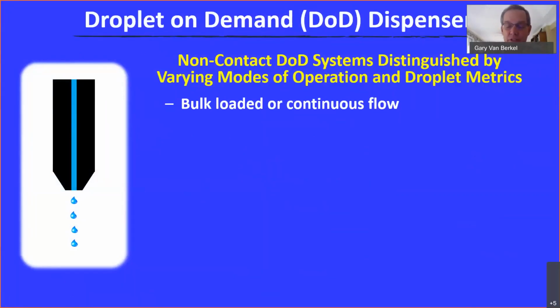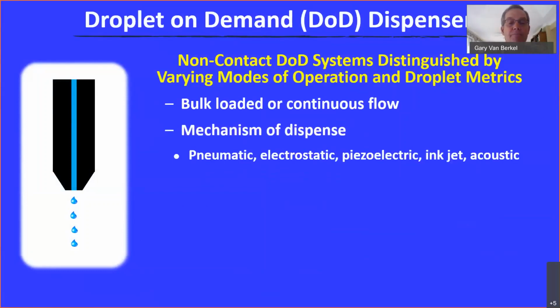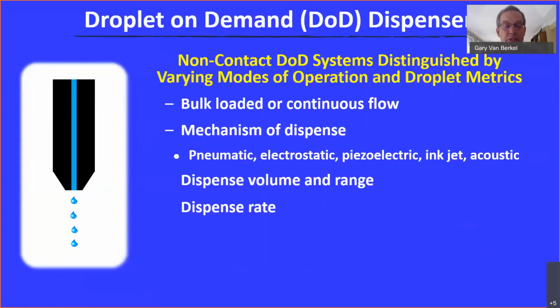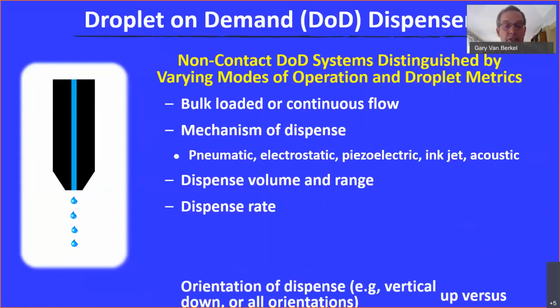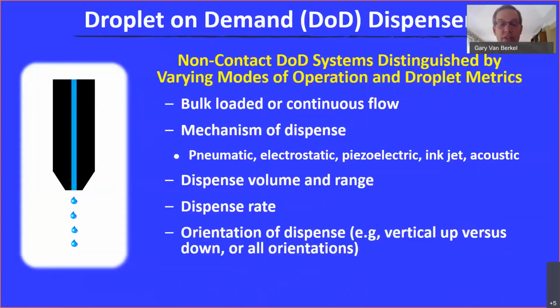Bulk loaded or continuous flow systems, mechanisms of dispense: pneumatic, electrostatic, piezoelectric, inkjet, or acoustic. The volumes and range can vary among these different types of dispensers, the rate at which they can dispense, the orientation with which they dispense, vertical up or vertical down, or all orientations.